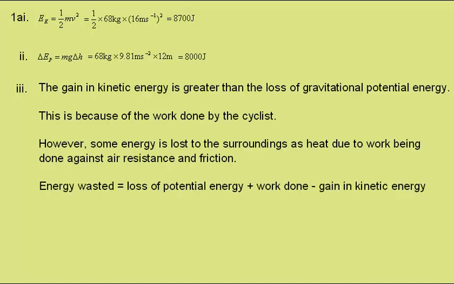The energy wasted is equal to the loss of potential energy plus the work done by the cyclist, that's the energy going into the system, minus the gain in kinetic energy, the energy that remains in the system. Putting in the values, they've lost 8,000 joules of potential energy, done 2,400 joules of work, and still have 8,700 joules of kinetic energy. This gives a wasted energy of 1,700 joules.